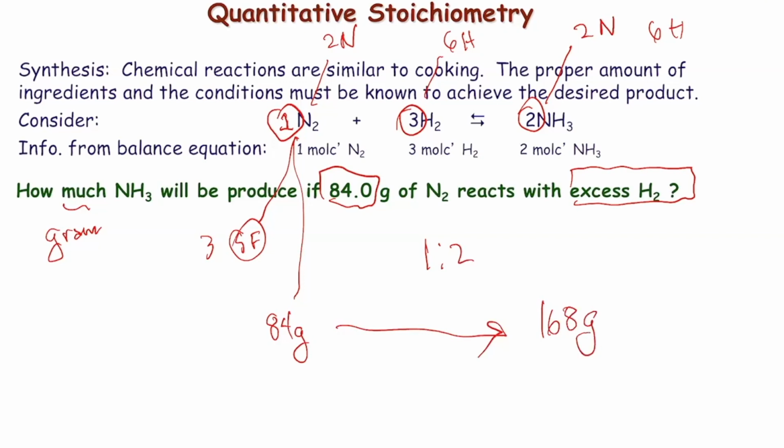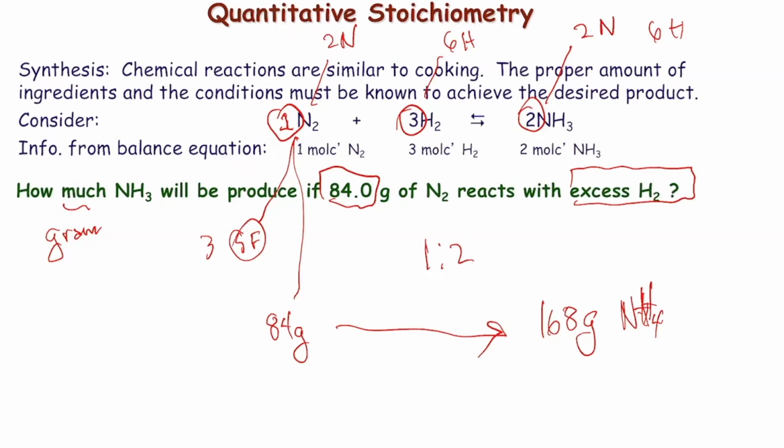168 grams of ammonia will be produced because of that 1:2 ratio. No, because the 84 grams represents different amounts of nitrogen molecules. The different amounts of nitrogen molecules will produce twice as many ammonia molecules, but the 84 grams is not going to give you 168 grams, okay? That's because the nitrogen needs to bring in hydrogen for the ammonia to produce.